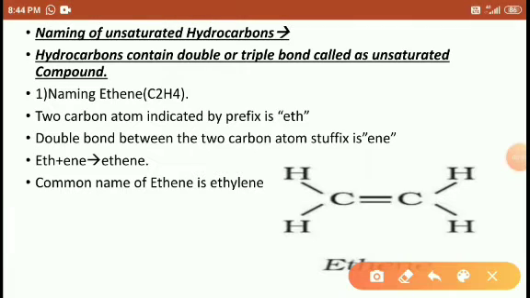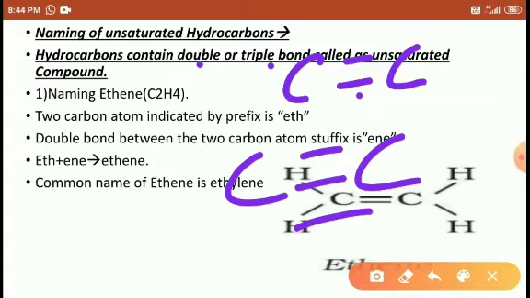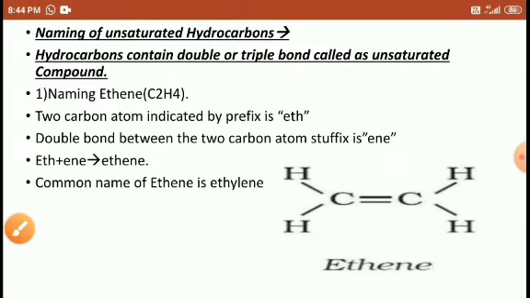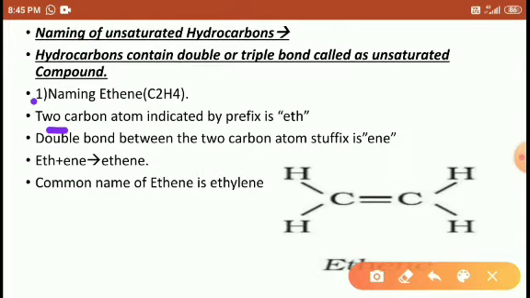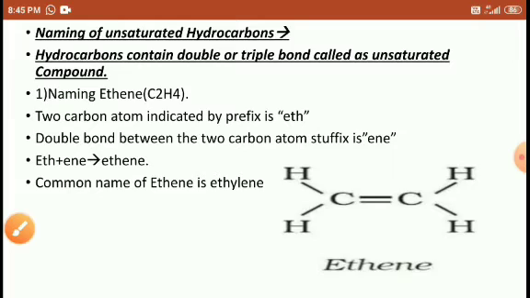Naming unsaturated hydrocarbons. Unsaturated means the hydrocarbon contains a double bond or triple bond between the carbons. Double bond or triple bond, that is called unsaturated. Right students? So first, how to name ethene. Two carbon atoms are present, so we use the prefix eth. A double bond is present, so we use the suffix ene. So eth plus ene, that is ethene.